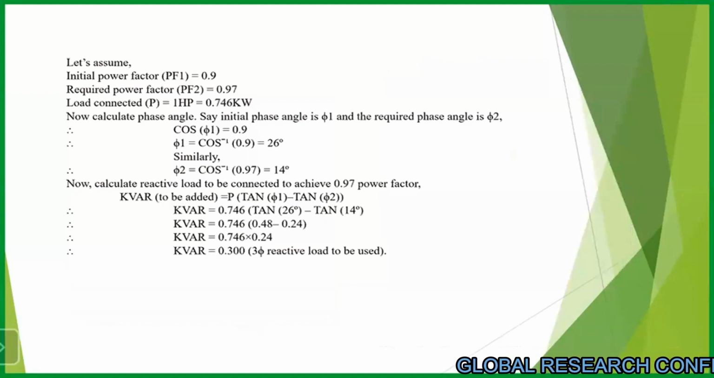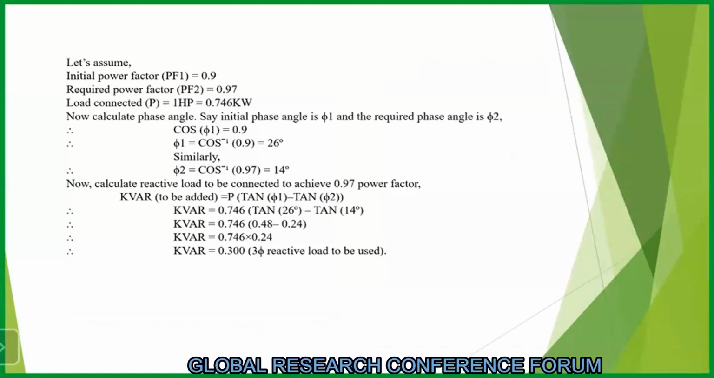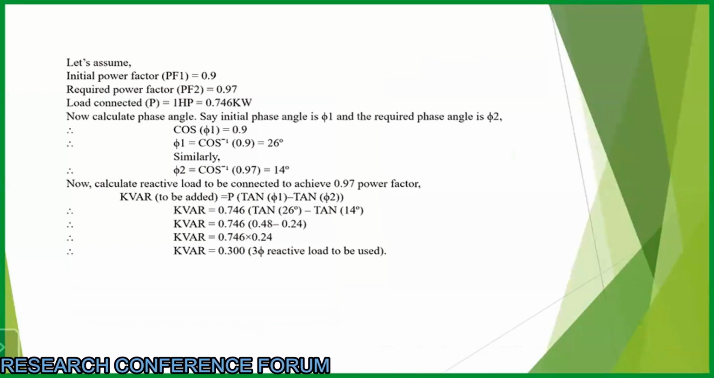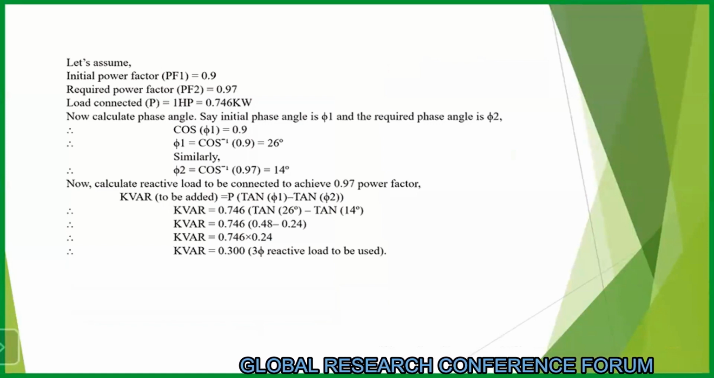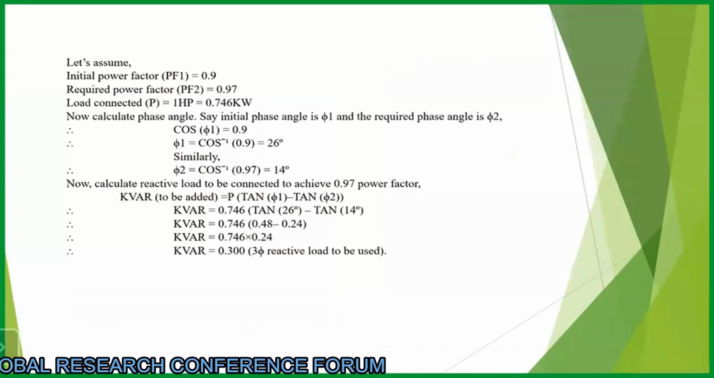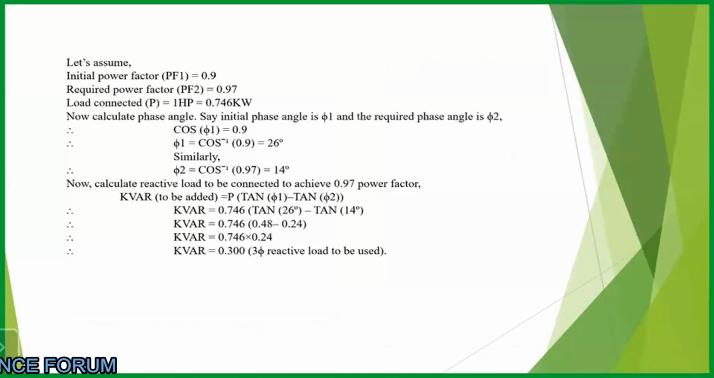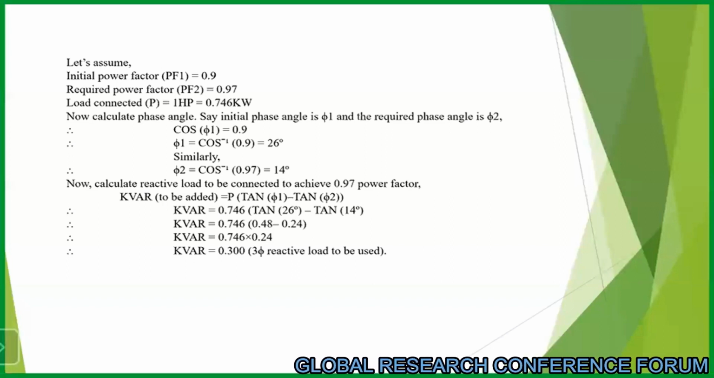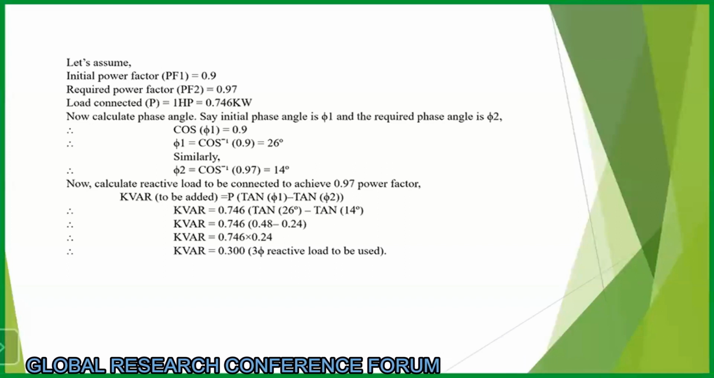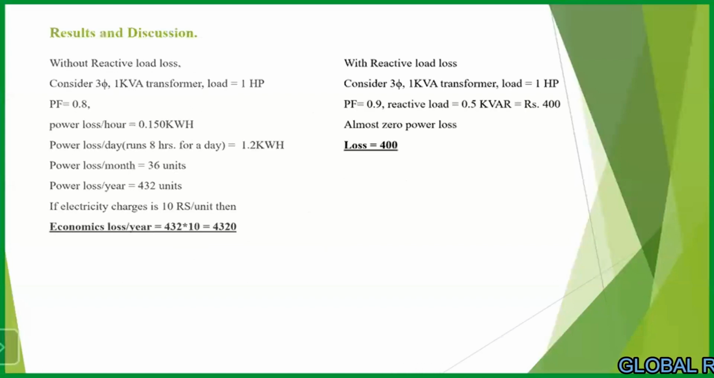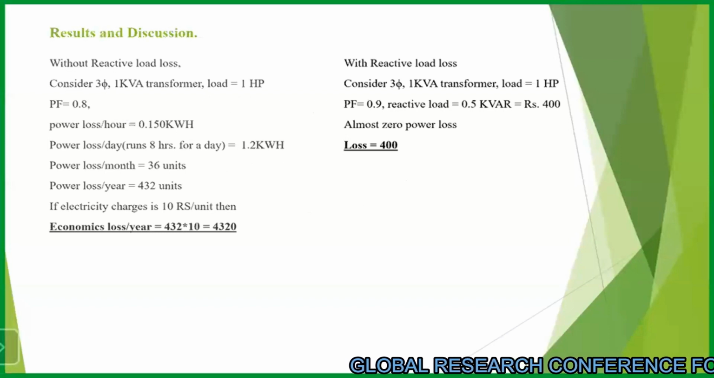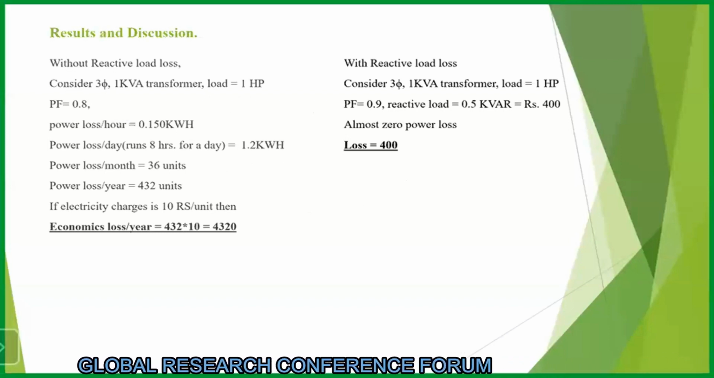Actually, the calculation of how much reactive load should be attached is indicated here. The main formula is kVAR to be added equals power times tan phi 1 minus tan phi 2. Phi 1 and phi 2 are the angles between voltage and current. So for a 1 HP motor, the reactive load to be connected is 0.30 kVAR, and if you convert that 0.30 kVAR into MFD, it becomes 10 MFD phase to neutral reactive load. And I proceed to put the further results here.